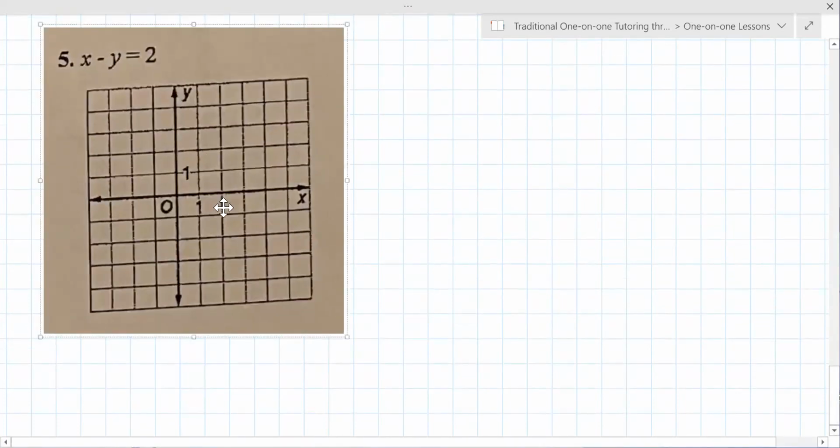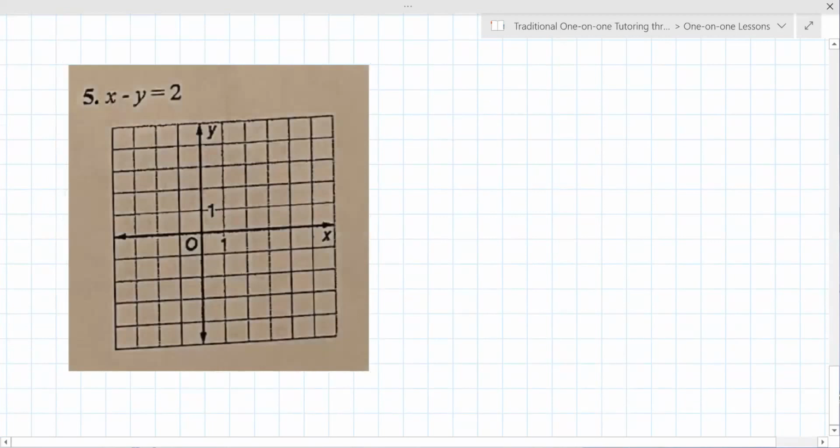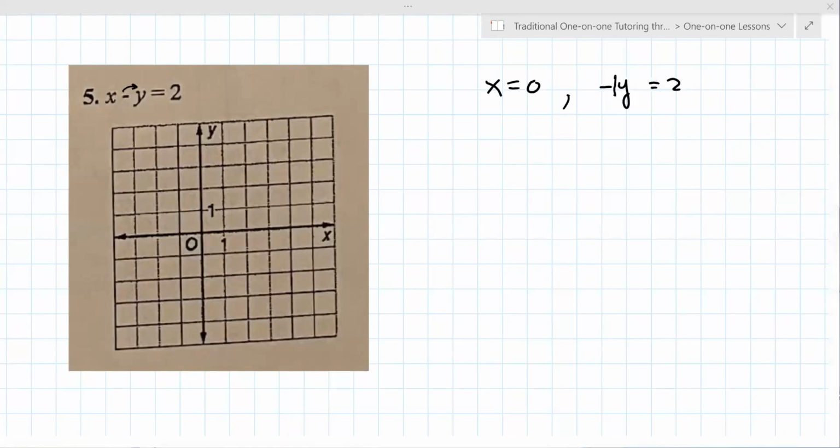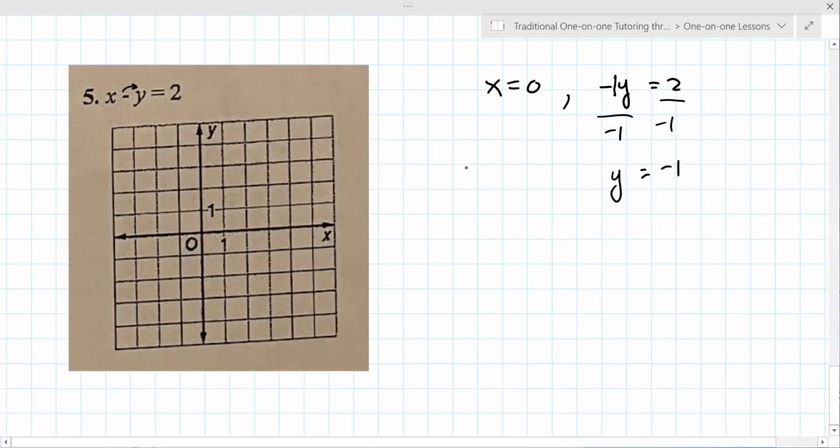All right. So x minus y equals 2. If you cover up the x, x equals 0. What's left over is minus y equals 2. Do you see how that negative has to go with the y term? Yeah, I see. So that's like a -1 out in front. What do you divide both sides by to solve for y? It's the number in front of y. What number is in front of y? 1. Right, -1. So you divide both sides by -1, and then y equals -1. So your ordered pair is 0, -1.